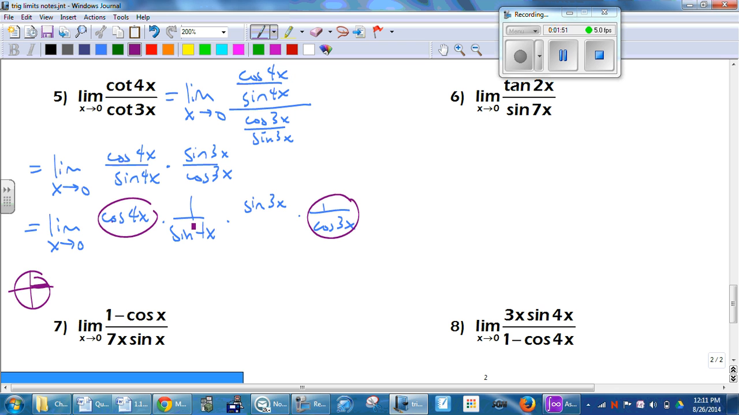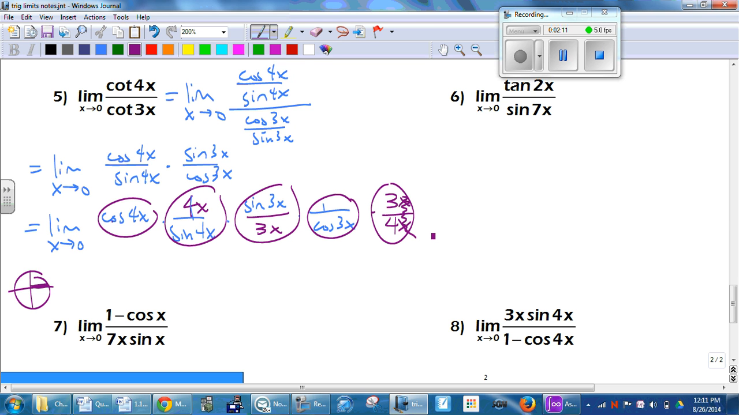This one needs a 4x on top. So we're going to multiply the top by 4x, which means we have to multiply the bottom by 4x, and I'll do that out at the end. This one needs a 3x on the bottom, so we're going to multiply bottom by 3x, top by 3x. And those x's cancel out. So now we have 5 things that are being multiplied inside this limit. We can evaluate the limit of each part and then multiply that out.